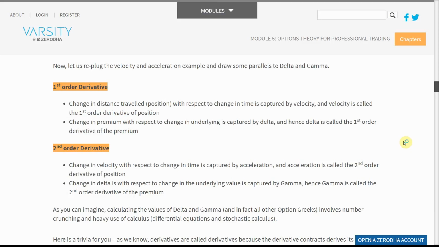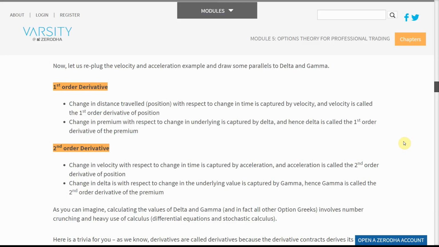Change in delta with respect to change in the underlying value is captured by gamma. Hence gamma is called the second order derivative of the premium. As you can imagine, calculating the values of delta and gamma, and in fact all other option Greeks, involves number crunching and heavy use of calculus, differential equations and stochastic calculus.